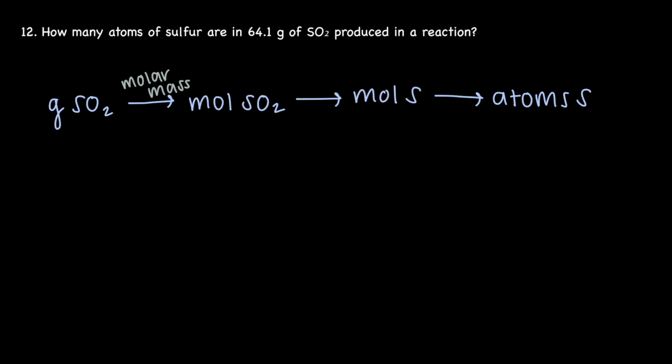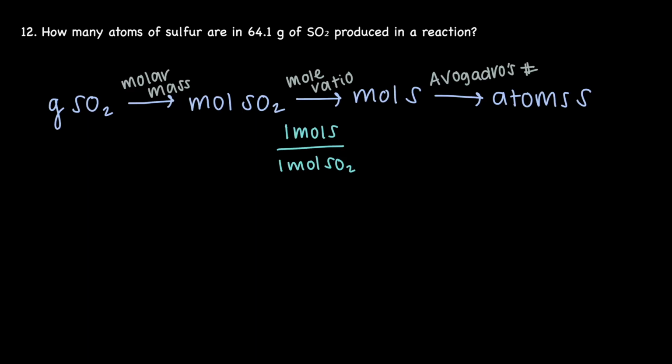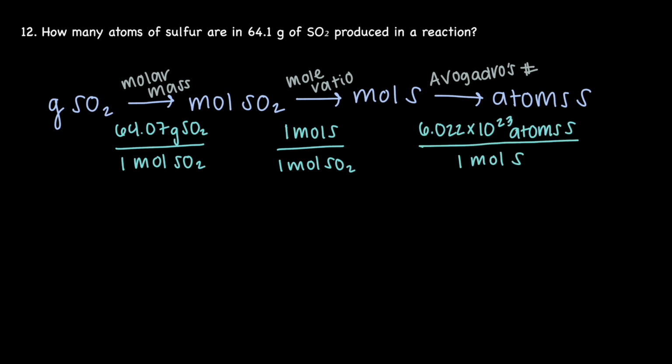Use the mole to mole ratio inside the compound, 1 sulfur atom for every 1 sulfur dioxide, and then go from moles of sulfur to atoms using Avogadro's number. The molar mass of sulfur dioxide is 64.07 grams of sulfur dioxide for every 1 mole of sulfur dioxide. Avogadro's number is 6.022 times 10 to the 23rd atoms for every 1 mole.